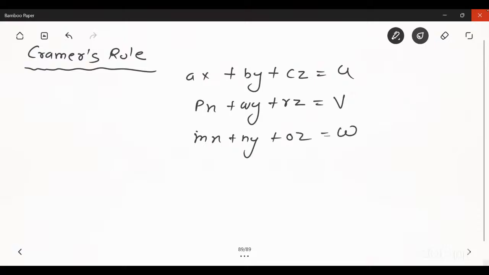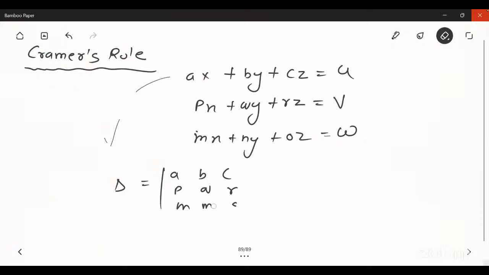Now make the determinant of that one. So that was your determinant. What is the value of determinant? That was the coefficient of all: A, B, C, P, Q, R, M, N, O. So the determinant of coefficient of x, y, z is denoted by delta.